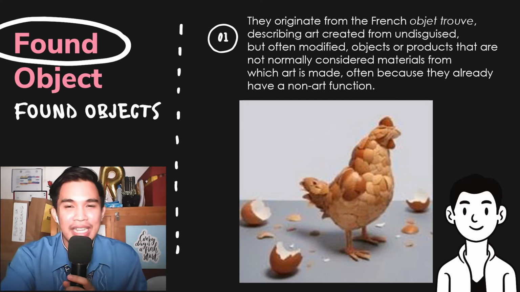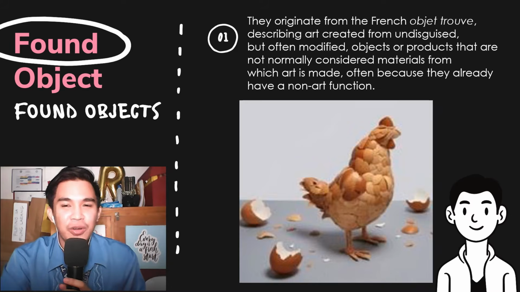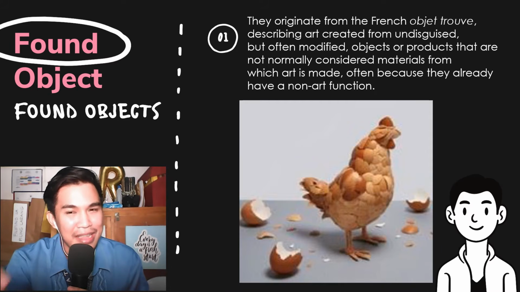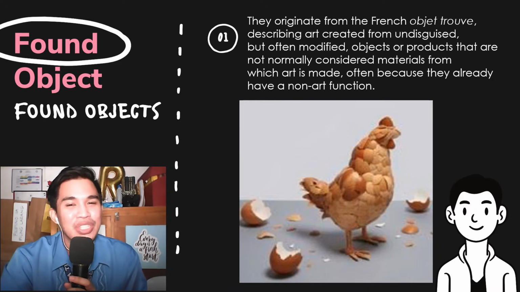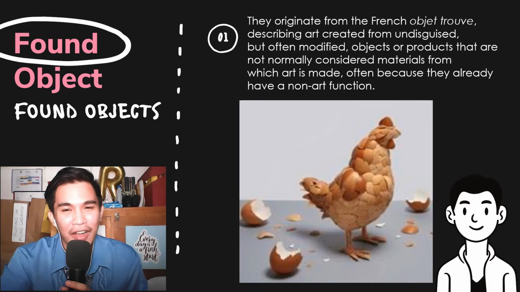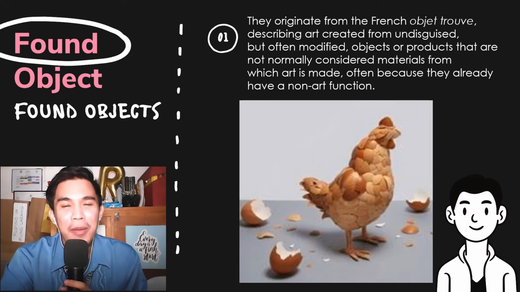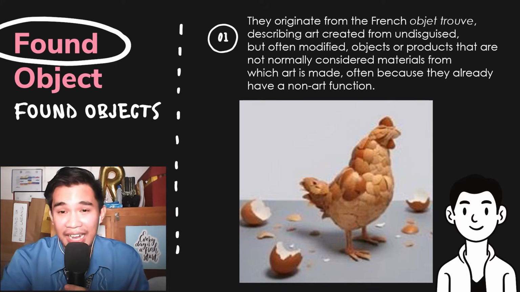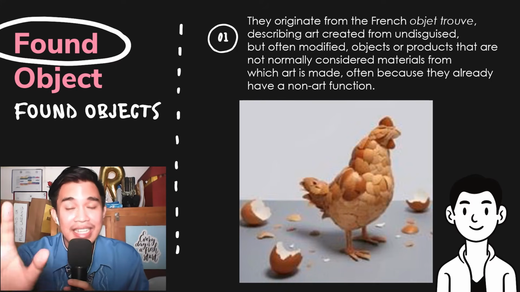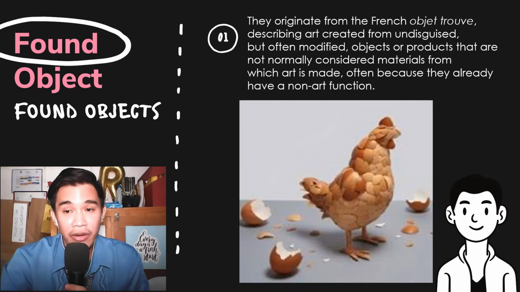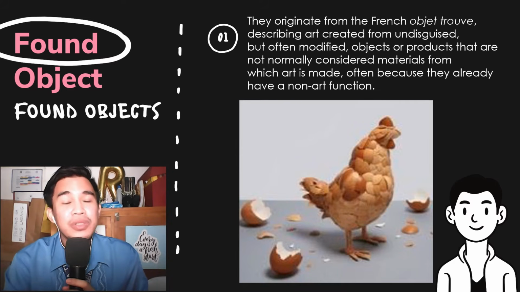So for example, in the picture that you can see on this slide, you can say that the image is a chicken, but don't you know that the composition of this sculpture is made up of eggshells? So giform ang mga eggshells para makaform siya ng chicken. So this is a type of sculpture, but we categorize this one as additive sculpture because we have two types of sculpture kasi. We have the additive and the subtractive.